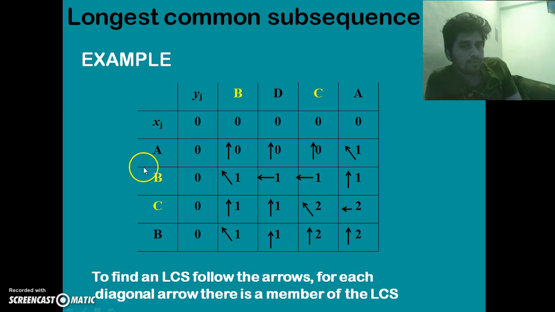Now we are checking whether B is equal to B. This B is again equal to B. So we are incrementing the value of this block, which is c of i minus 1, j minus 1, by 1, and assigning an arrow in the direction of this block. Then we are checking if B is equal to D. No, B is not equal to D.